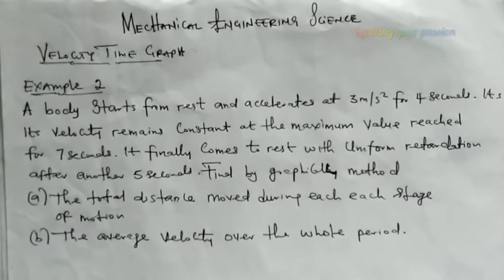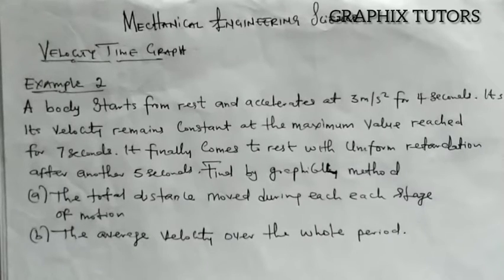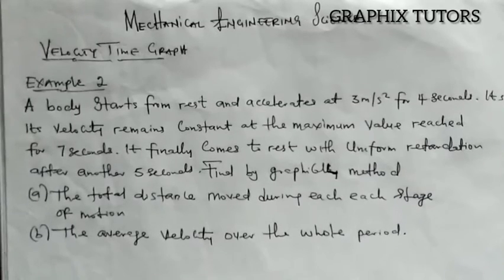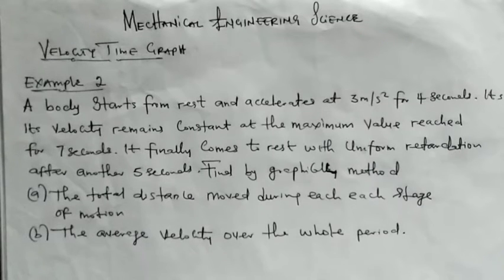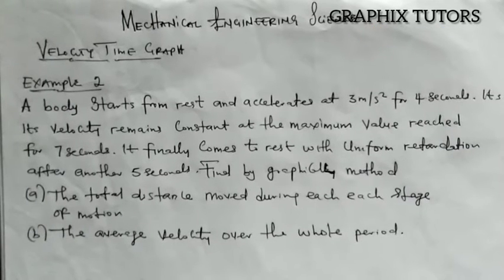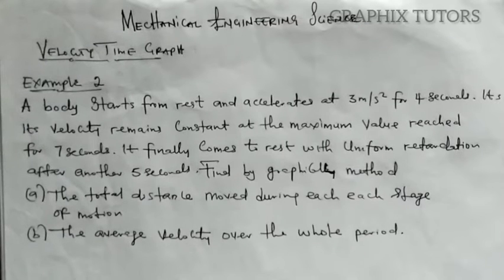Now if you look at this, it says the body starts from rest and accelerates at 3 meters per second square for 4 seconds. Its velocity remains constant at the maximum value reached for 7 seconds. It finally comes to rest with uniform retardation after another 5 seconds. Find by graphical method the total distance moved during each stage and the average velocity over the whole period.